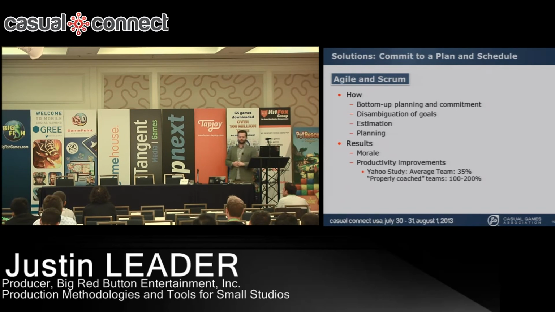Productivity improvements. Okay, look at these numbers. In a Yahoo study implementing Agile and Scrum inside of a bunch of development teams, the average team got 35%. That's the average, they didn't really care, and they got 35%.